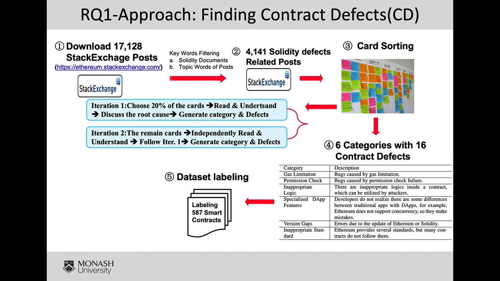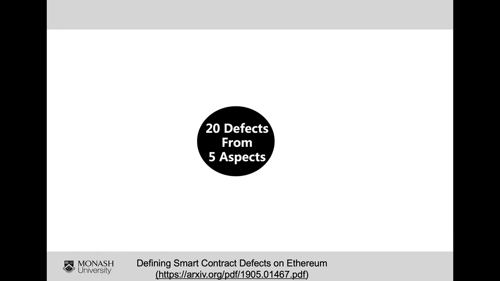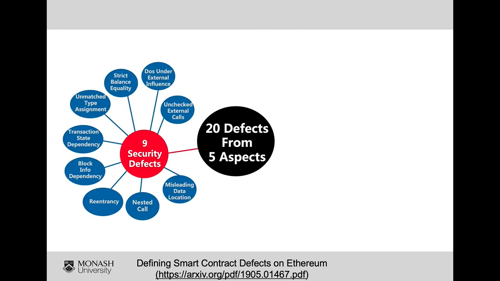Then we manually label our dataset, which contains 587 smart contracts. During the labeling process, we found other 4 contract defects are very popular in our dataset. So we finally get 20 contract defects. We divided these contract defects into five aspects. Nine of them are security defects, which can lead to security issues.